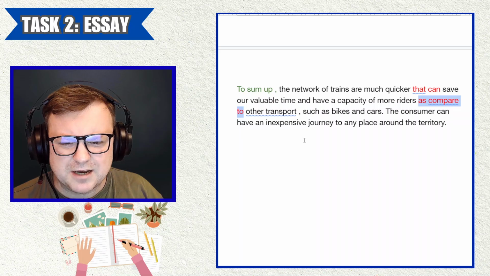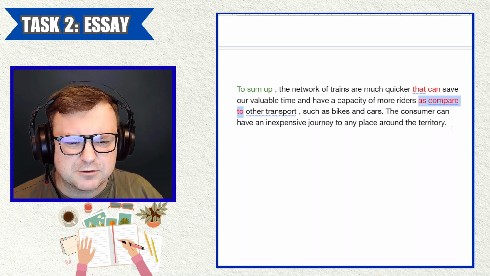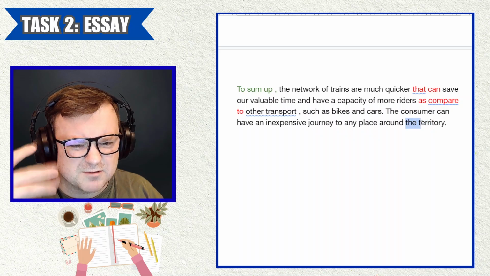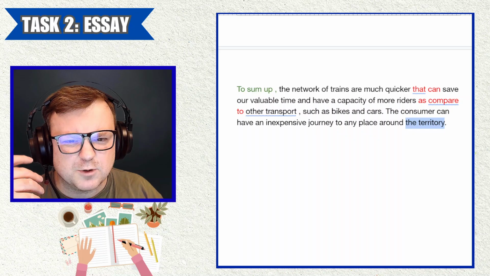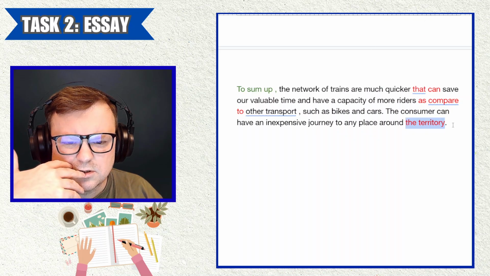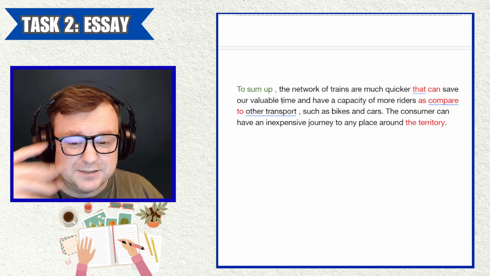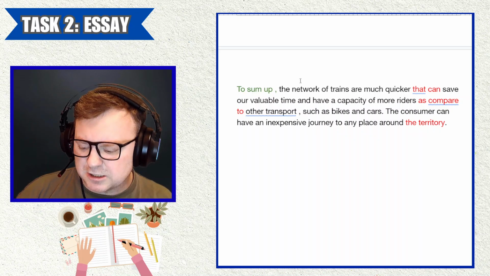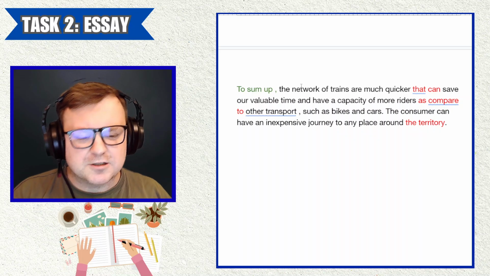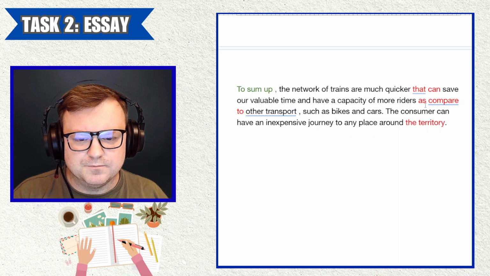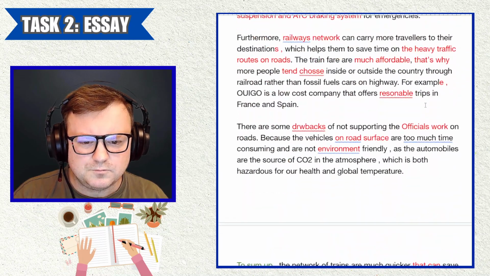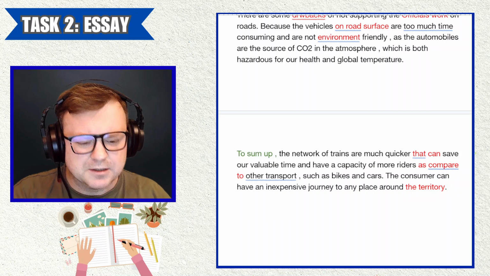The consumer can have an inexpensive journey to any place around the territory. Which territory? This reference the territory. I'm not quite sure. Yeah, so there's kind of an attempt to summarize the main ideas, right? The candidate's main idea is a little bit repetitive. Trains are faster and cheaper. But there's no real development there. So let's have a look.